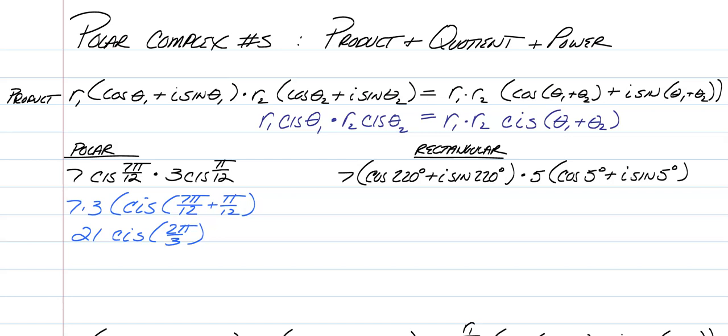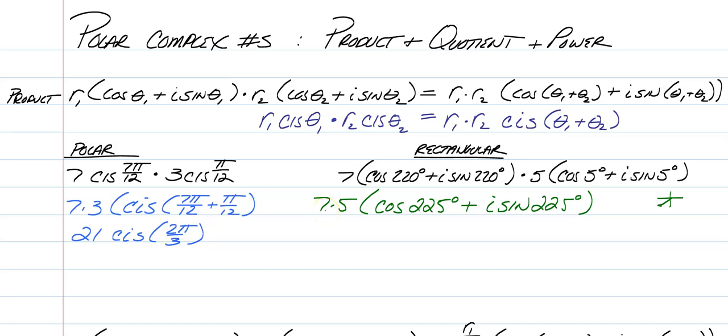Second one, we are still going to multiply the radii. So we have 7 times 5. But because we're in rectangular, we can't use the shortcut CIS. Here's why. This is going to give us cosine of 220 plus 5, so 225, plus i sine 220 plus 5, is 225. Okay? And because we are going to rectangular, we need our unit circle values for the cosine of 225. So remember, cosine of 225 is down here, reference angle of pi over 4.